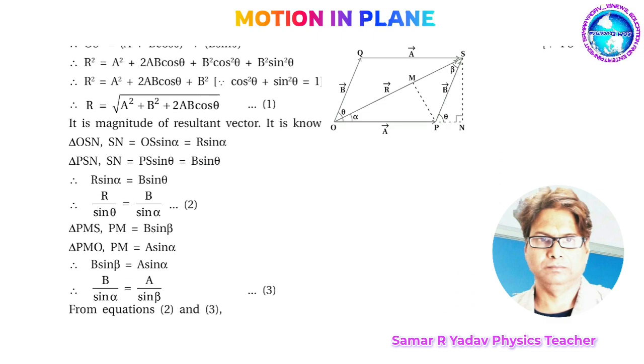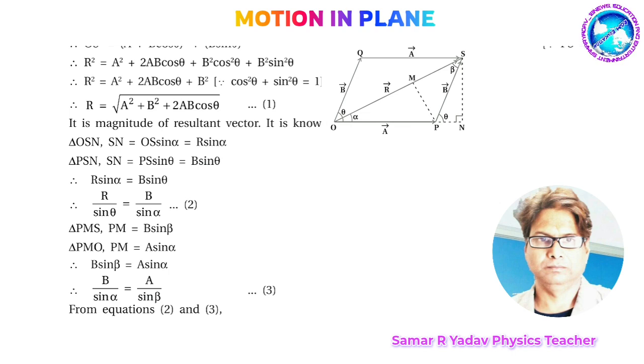In triangle OSN, SN is equal to OS sin alpha, which is equal to R sin alpha. In triangle PSN, SN is equal to PS sin theta, which is equal to B sin theta. Therefore R sin alpha is equal to B sin theta. Therefore R upon sin theta is equal to B upon sin alpha, equation 2.